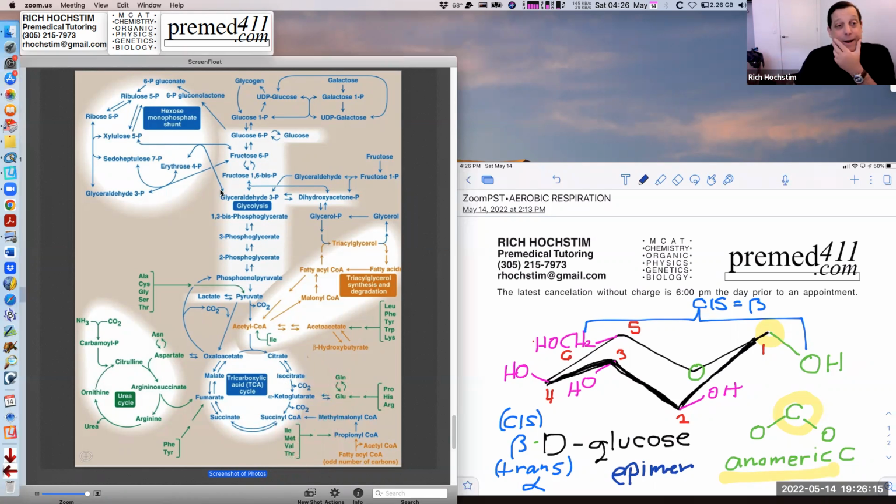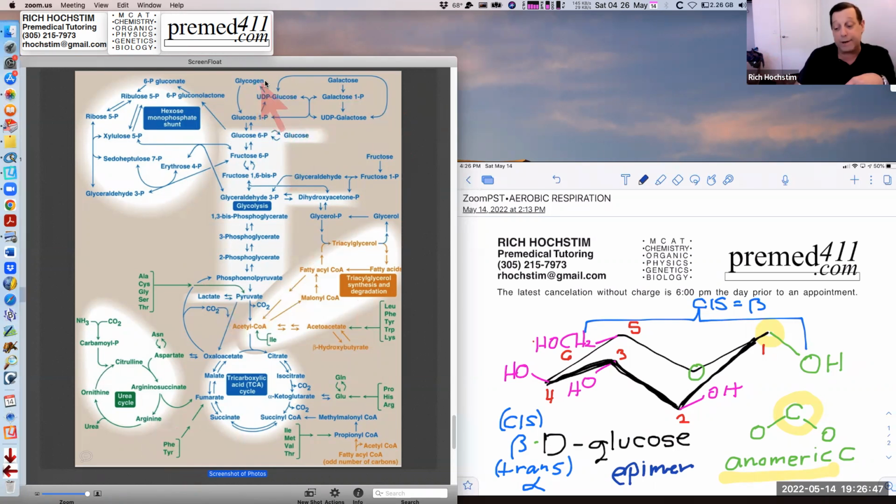Now, just for your information, hexose monophosphate shunt, that's the same thing as the pentose phosphate pathway. It's just another name for it. That's where you manipulate sugars to make a whole variety of sugars. This over here, not on the MCAT. Fatty acids on the MCAT. Urea cycle, anything involving nitrogen on the MCAT. So here's just a rough idea of where everything is.